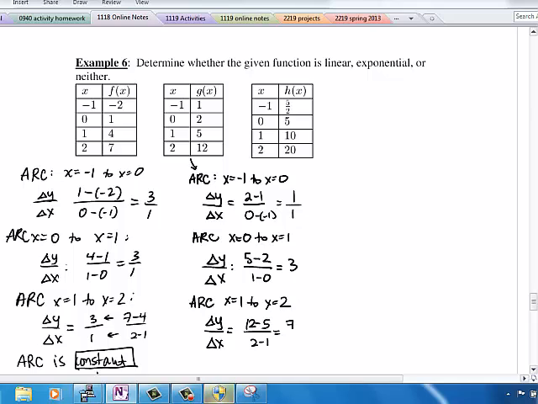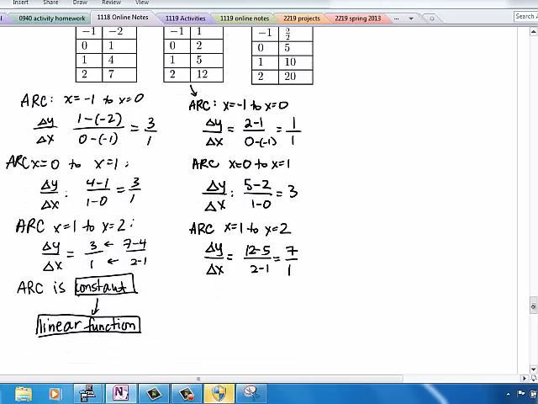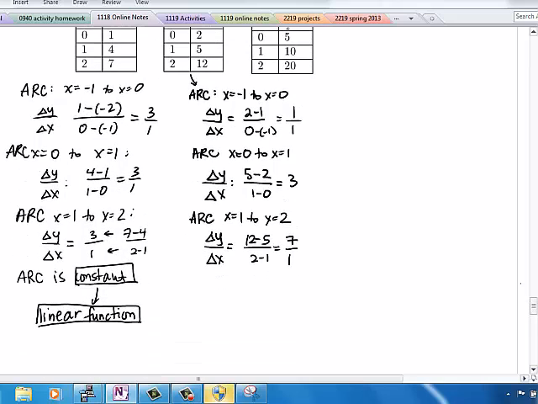Looks like 7. So we went from 1 to 3 to 7. So it's definitely not linear, and it's also not increasing by a constant factor. If the function is going to be exponential, we know every time x goes up by 1, we increase by another factor of whatever the base is. So what we see is the average rate of change is not constant.